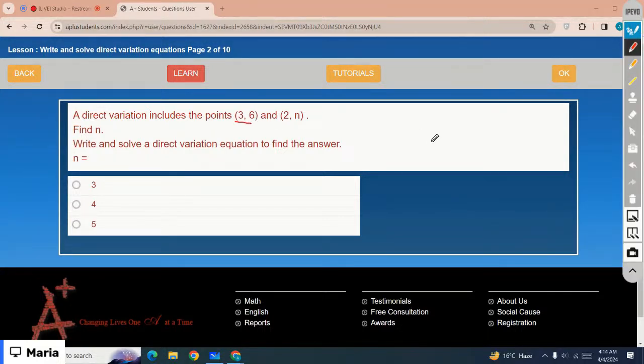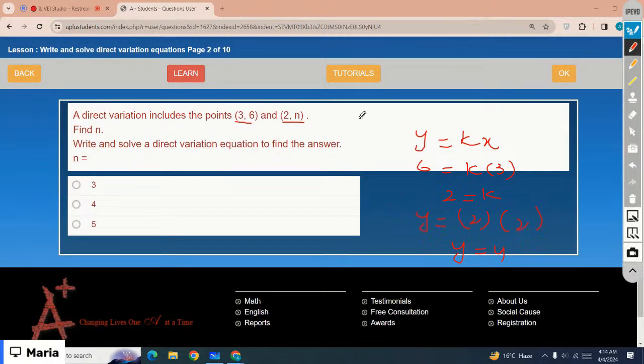Okay, so from here that is y equals kx, y is 6, x is 3. That means k equals 2, right? Now use the second one, that is y equals kx, k is 2 and you are given x is 2. That means y equals 2 times 2, that is 4. So the correct option is 4. The second option is the correct one, right? The value of n is 4.